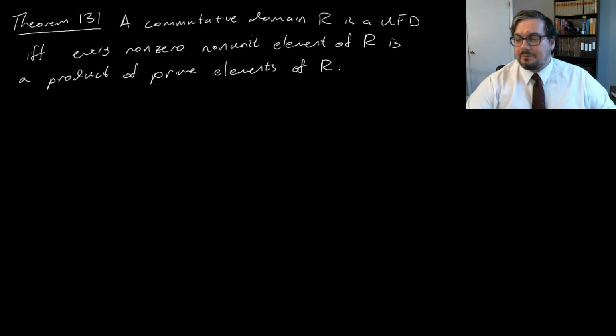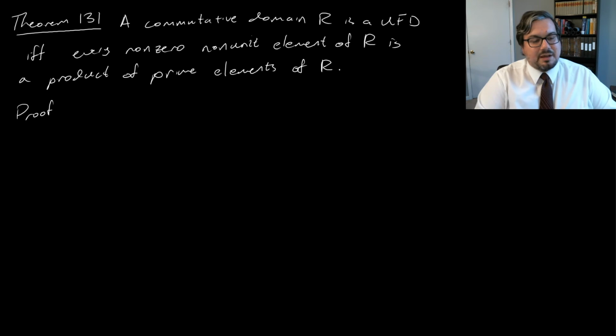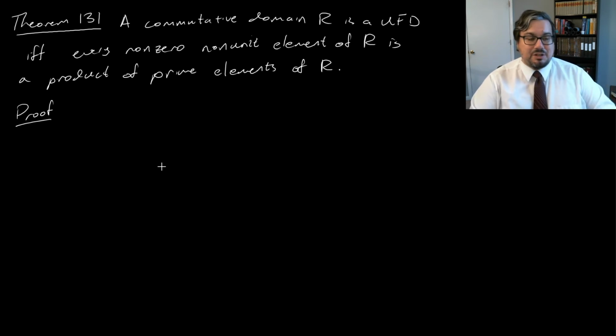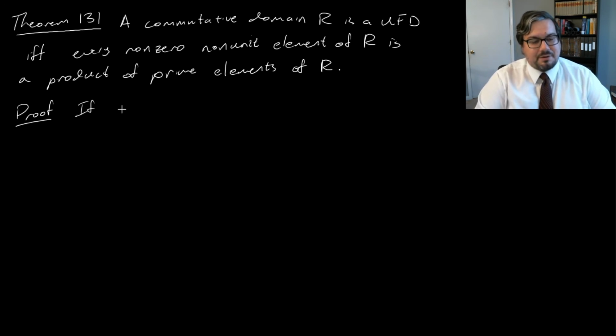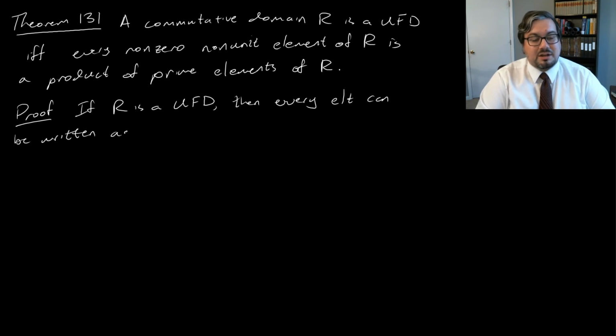Okay, so as I said, going one direction is an immediate consequence of the definition in Theorem 130. So if R is a UFD, then by definition, every element can be written as a product of irreducibles.